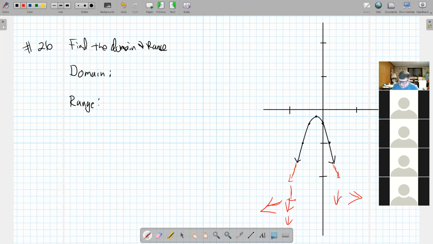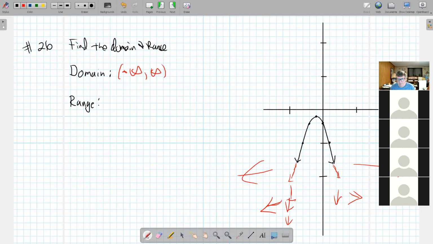So what's the domain for this graph? X would go to infinity, right? So that would be over here. What about over here? Also negative infinity. So it's going to go from negative infinity to positive infinity. So in other words, it includes all real numbers.